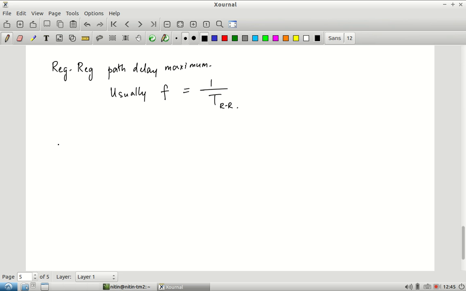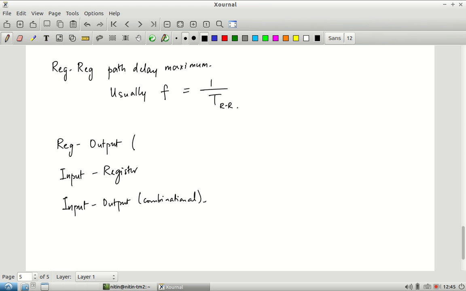What are the other numbers? Register to output, input to register, and direct input to output combinational path. Okay. Sometimes this is also called a pin. So these are sometimes called the pin to pin delays or the pin to register delays or the register to pin delays.